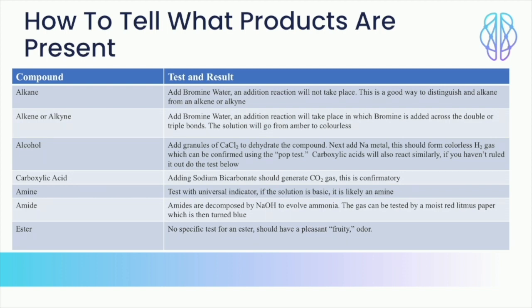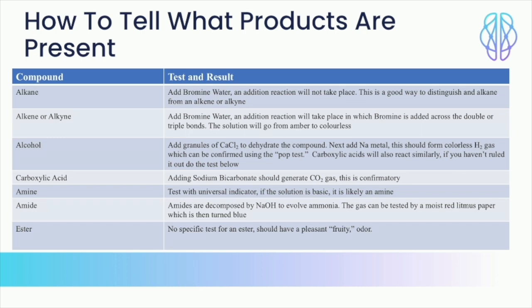With carboxylic acids, adding sodium bicarbonate should generate CO2 gas. With amines and amides, it's a bit tricky. Amines are slightly basic, so if you use universal indicator, you'll see a color change. If you want to distinguish an amine from an amide, you can just use the universal indicator. If it changes color, it's probably an amine. If it doesn't change color, it's probably an amide.